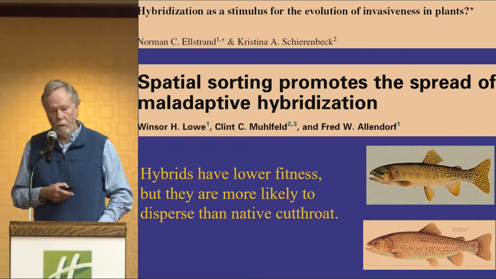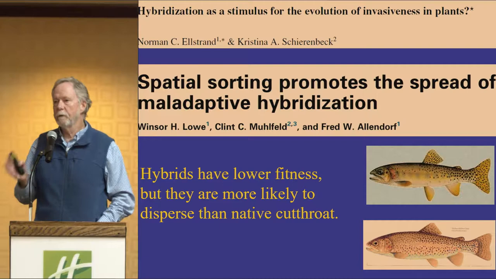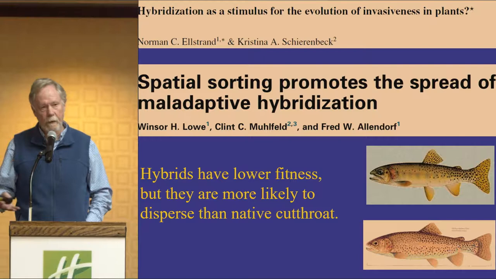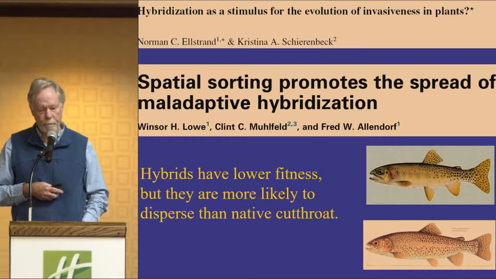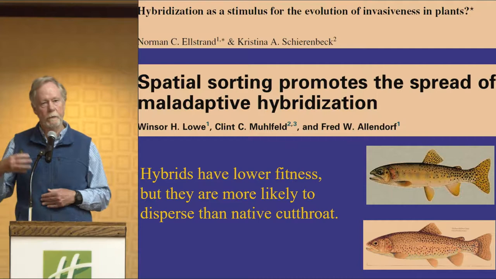With our own work, we've worked on hybridization, again, the spread of rainbow trout hybridization with cutthroat trout. And it's really interesting. People sometimes say, well, if there really is reduced fitness, then we don't have to worry about hybridization because natural selection will remove them. Well, as it turns out, a lot of work by Clint Muhlfeld, Ryan Kovach, Gordon Luikart, and other people working in association with me shows that hybrids actually have lower fitness. If you measure the number of progeny they produce, it's much fewer than the native trout. However, hybrids are also much more likely to disperse.